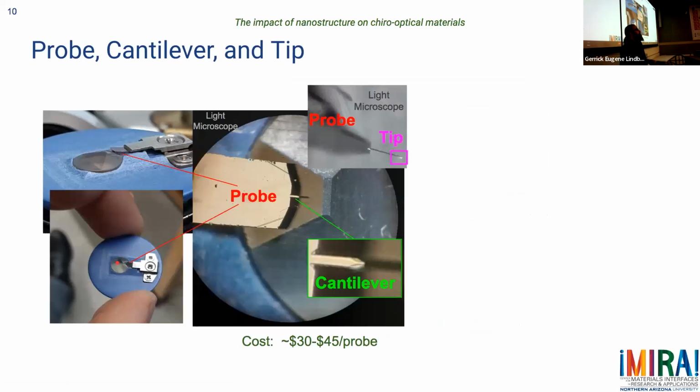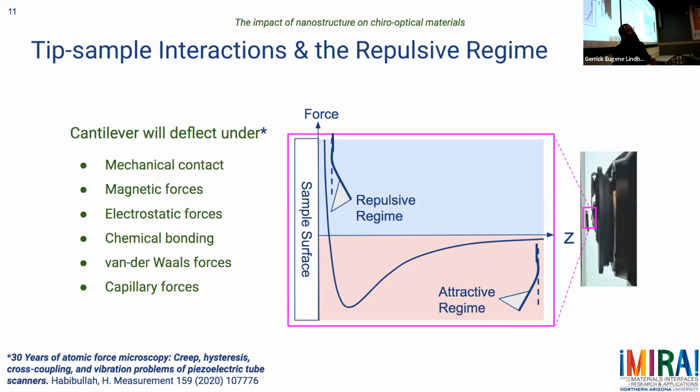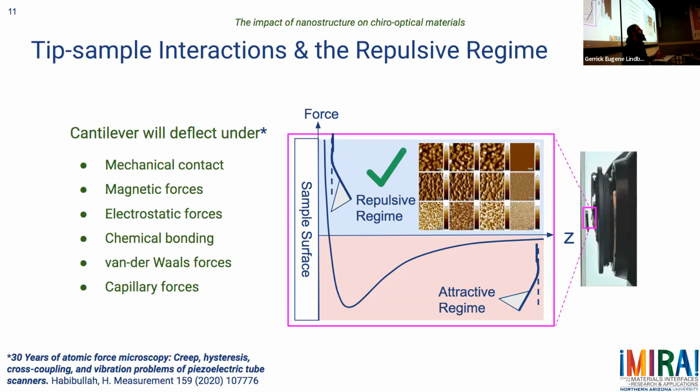What I'm showing you here are the probe, cantilever, and tip. Earlier, when I said a sharp tip, I mean atomically sharp. Here are some SEM images of tips similar to the ones that I used in my experiments. So here's a list of agents that will cause the cantilever to deflect. And on the right, I'm showing you the natural behavior of the cantilever as you begin to approach the sample surface. I performed experiments in both the attractive and repulsive regimes, and it turned out that the repulsive regime produced the best results, and so those are the only ones that I'm showing you here.